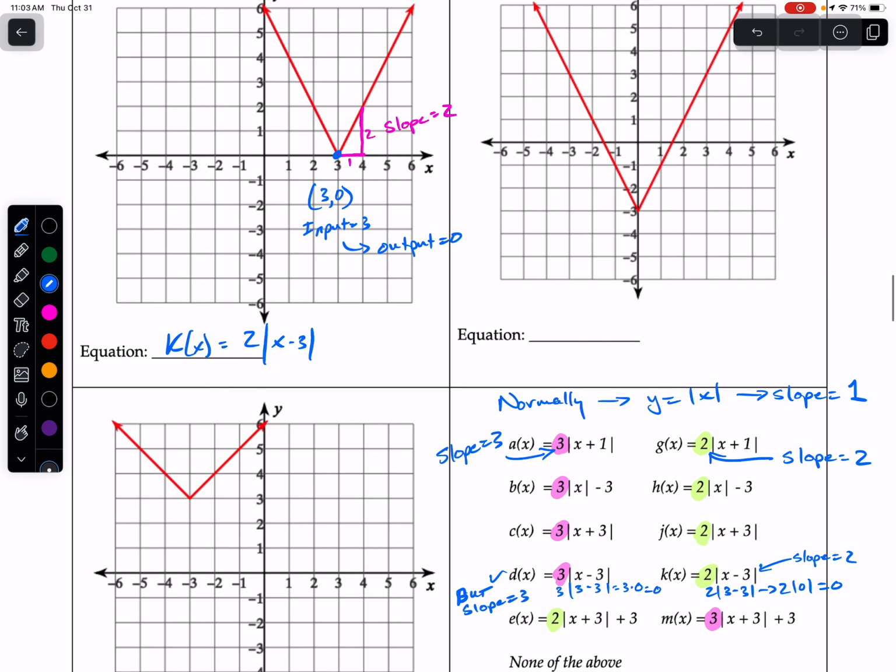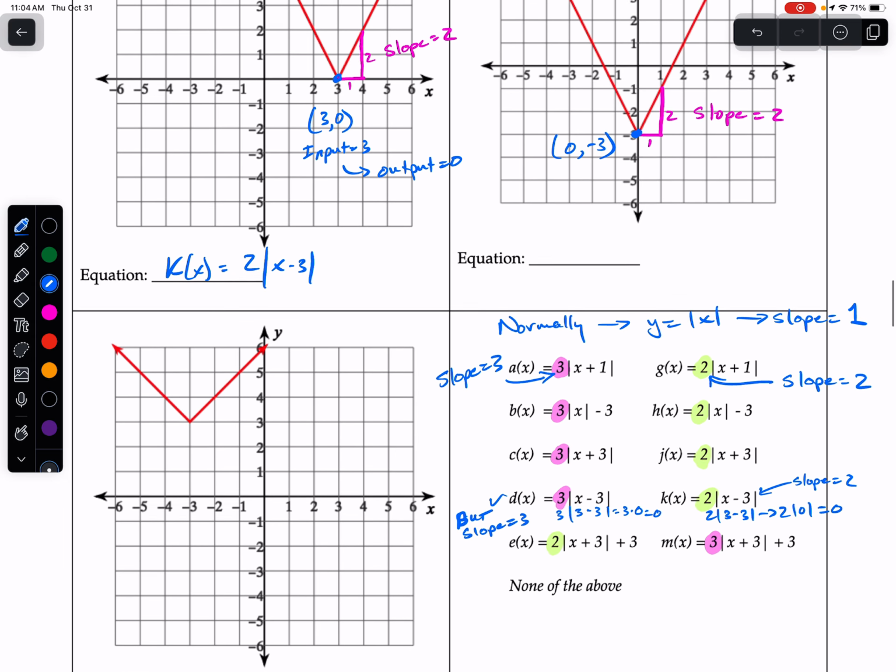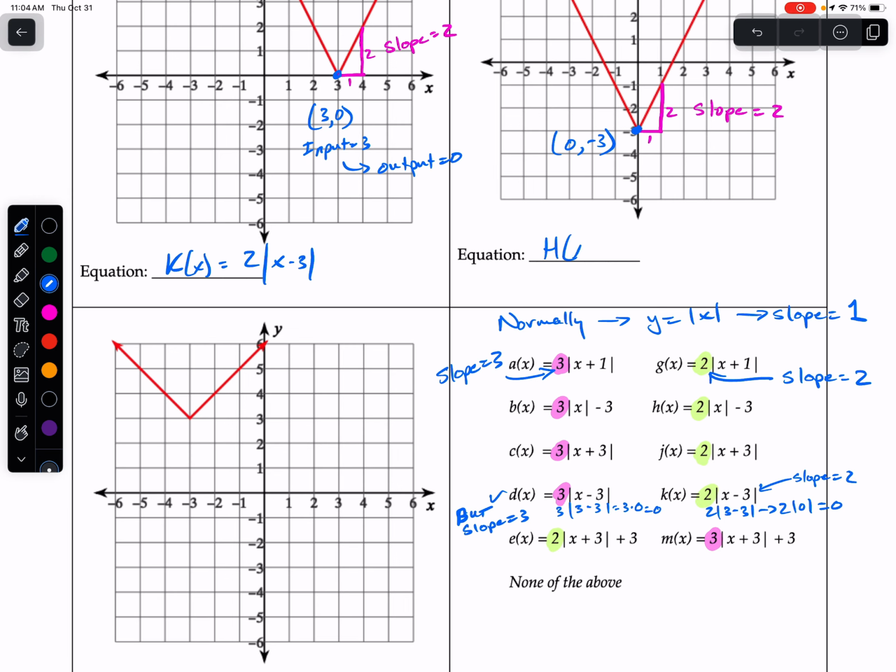For the next one, I'm looking here again, over 1 up 2, so I have a slope of 2, and I know that this point is 0, I have to put in 0 and get out negative 3, and that's only going to be h of x. 2 times absolute value of x minus 3, and I'll check it. 2 times 0 minus 3 equals minus 3. So I put in 0 and I got out minus 3.